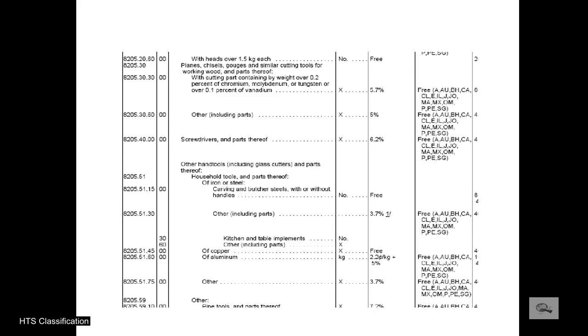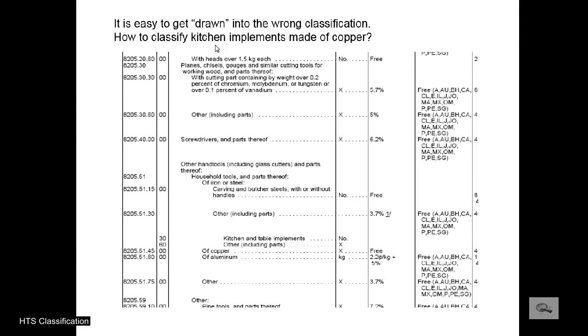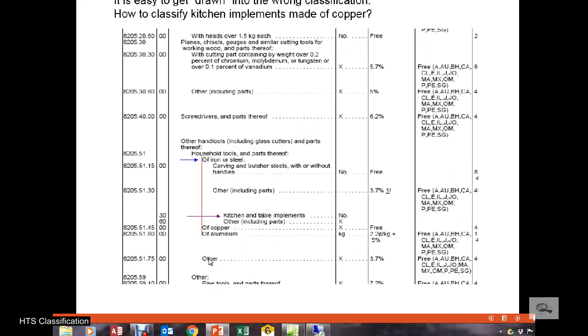This can happen when the specific description of the product shows up. Kitchen implements made of cotton. There it is, kitchen table implements. However, that's under the subheading of iron or steel. You have copper. Consequently, that is the correct classification. Caution should be used to not get drawn into picking what appears to be the most expedient classification choice.